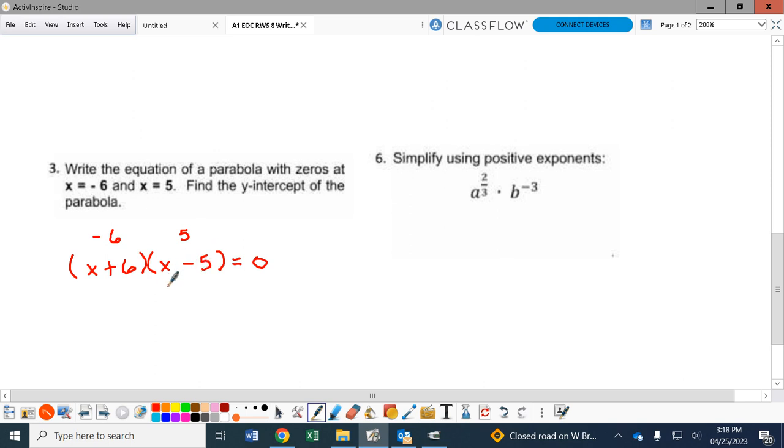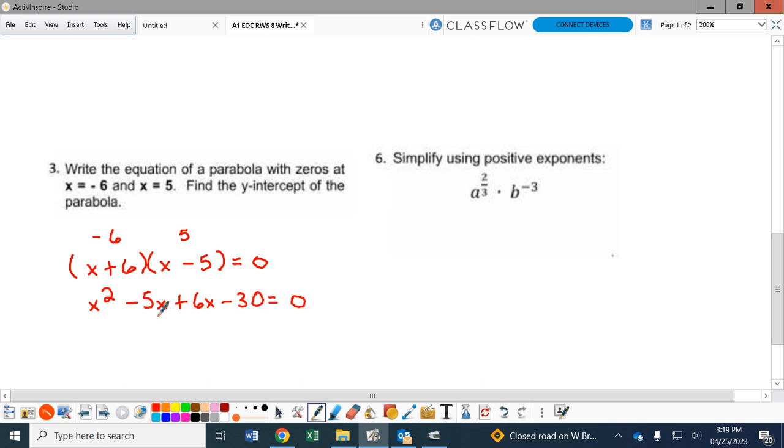Once we do that, then we're going to keep going backwards by foiling this with first, outer, inner, and last. So let's multiply that. X times x is going to be x squared. X times negative 5 is going to be negative 5x. 6 times x is going to give us plus 6x. And then 6 times negative 5 is going to give us negative 30.